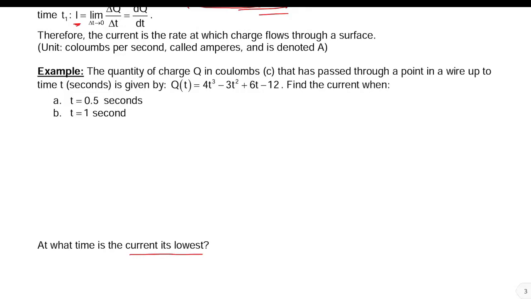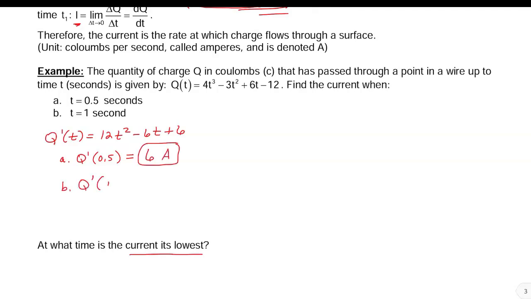The current is q prime. So let's take the derivative of q. So for part A, I'm going to evaluate q prime of 1/2. I end up getting 6. And you could put an A there. Q prime of 1 is going to give me 12 amps.